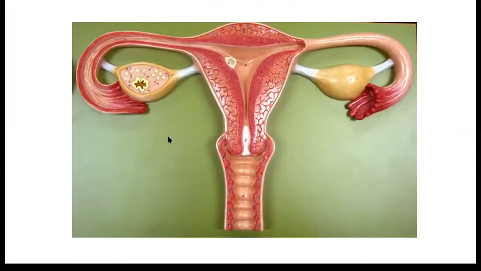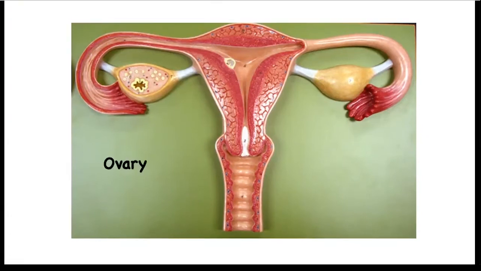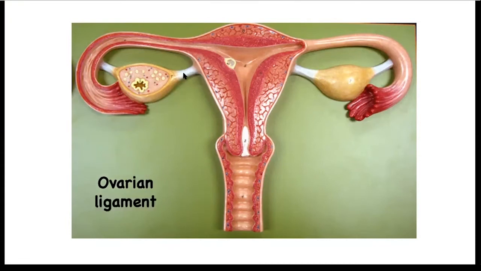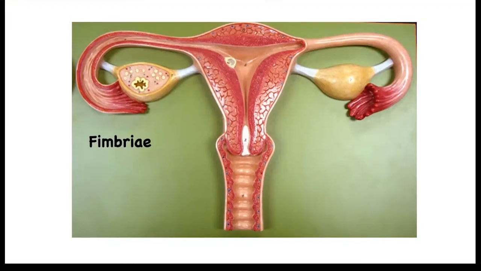This is a model of the internal genitalia. The paired ovaries are located here. They are anchored to the uterus by the ovarian ligaments. The oviduct is this structure here. It is not physically attached to the ovary. The distal end of the oviduct contains finger-like projections that are ciliated. These finger-like projections help draw the secondary oocyte into the oviduct during ovulation.